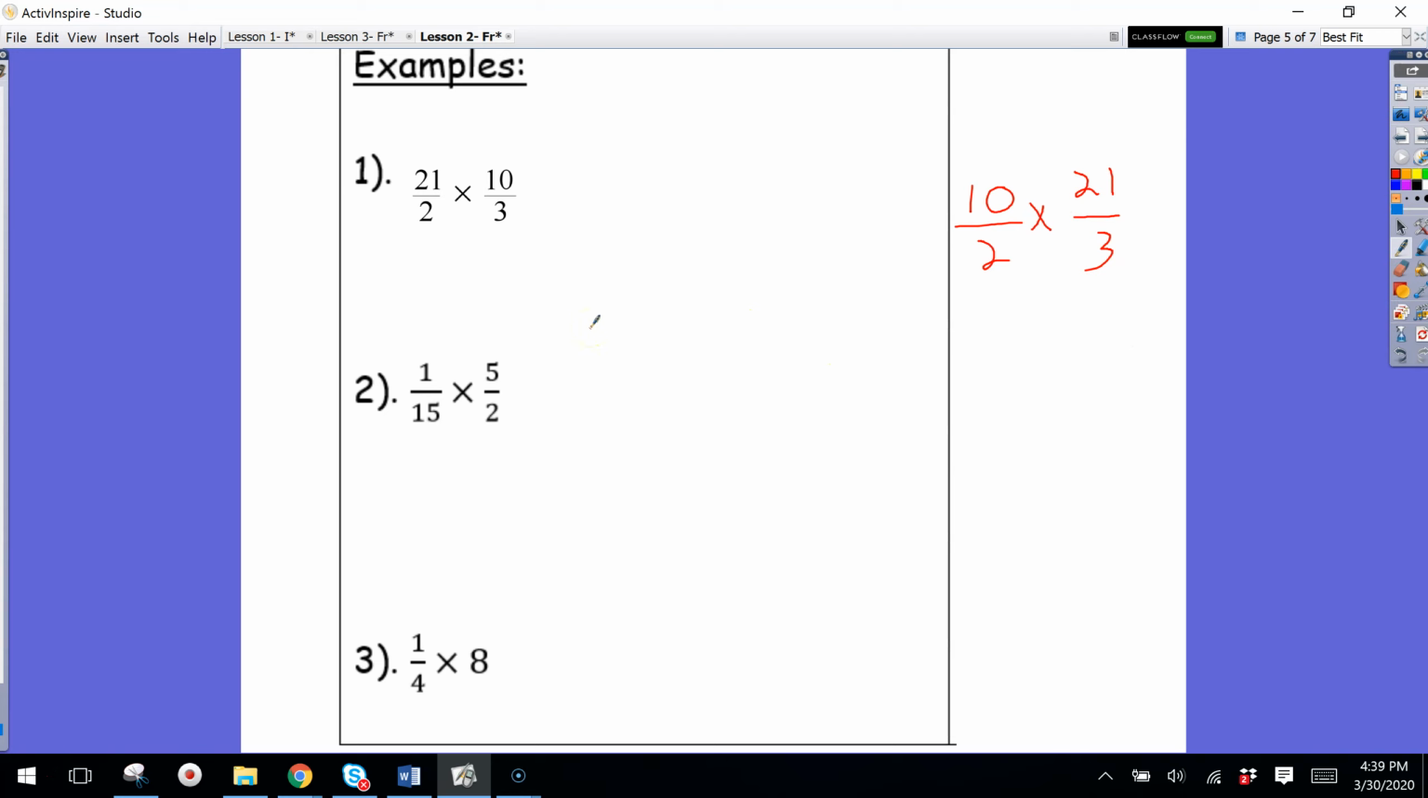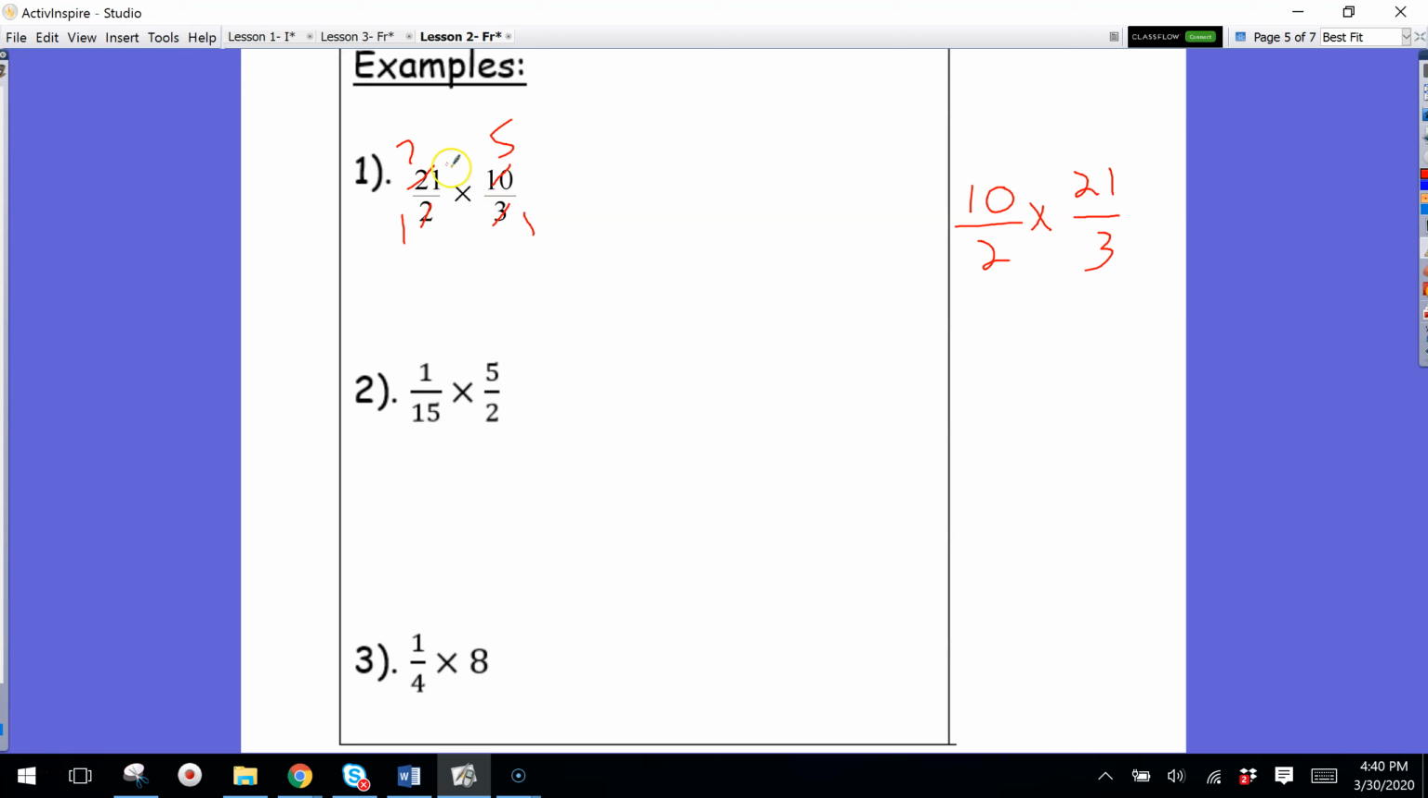So what we're going to do is simplify first by looking at our opposite numerators and denominators and simplifying those first. So 21 over 3 is going to simplify to 7 over 1. And 10 over 2 simplifies, well, what number goes into 10 and 2? Well, 2, right? It simplifies to 5 over 1.